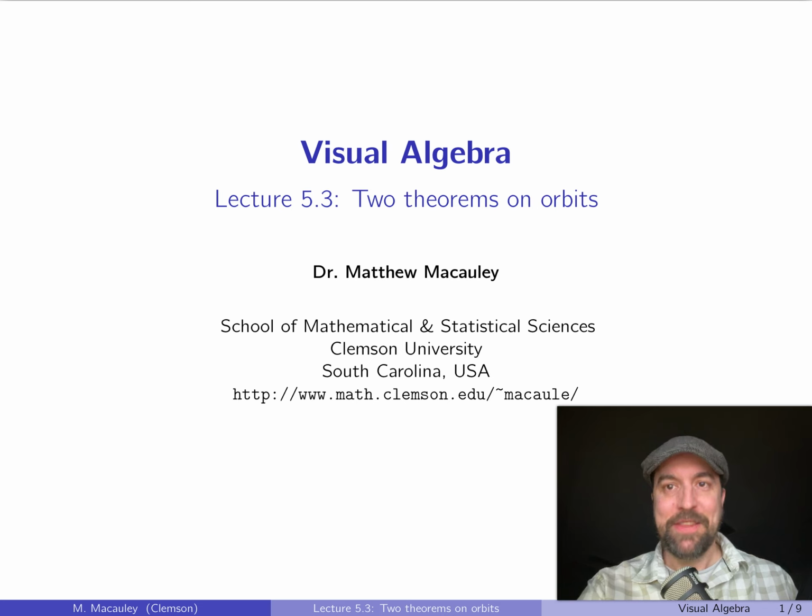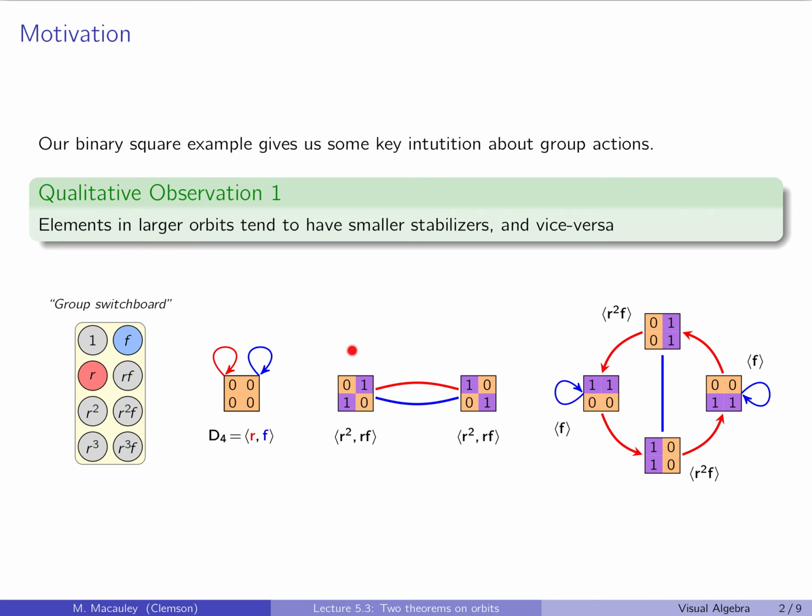Let's start by revisiting our favorite example of the dihedral group D4 acting on our set of 7 binary squares. Here's the action graph. Pressing the R button just rotates everything 90 degrees counterclockwise, and the F button flips things about the vertical axis. So our first qualitative observation is that elements in larger orbits tend to have smaller stabilizers, and vice versa. Let's think about why that makes sense.